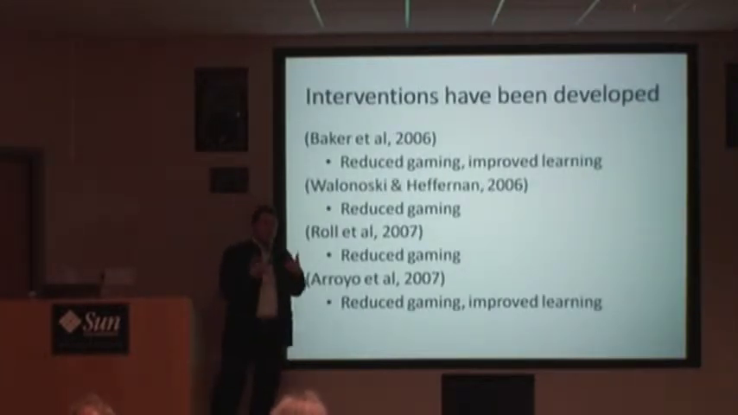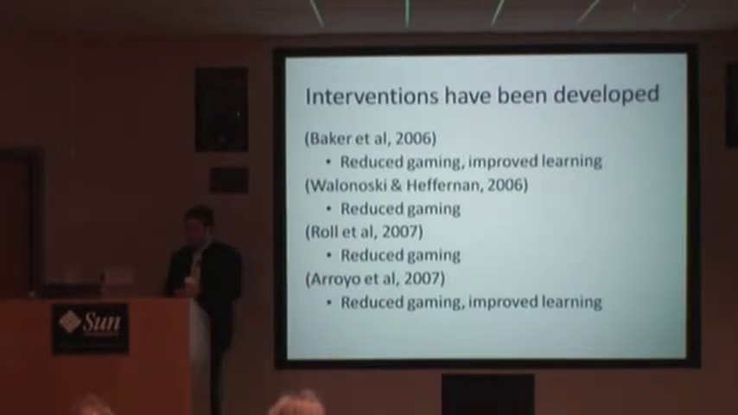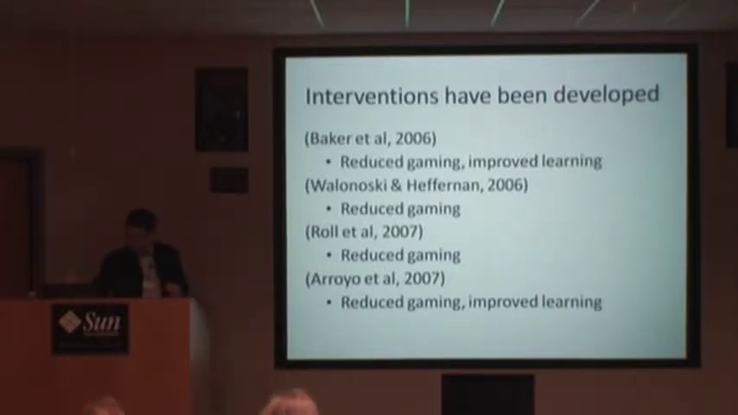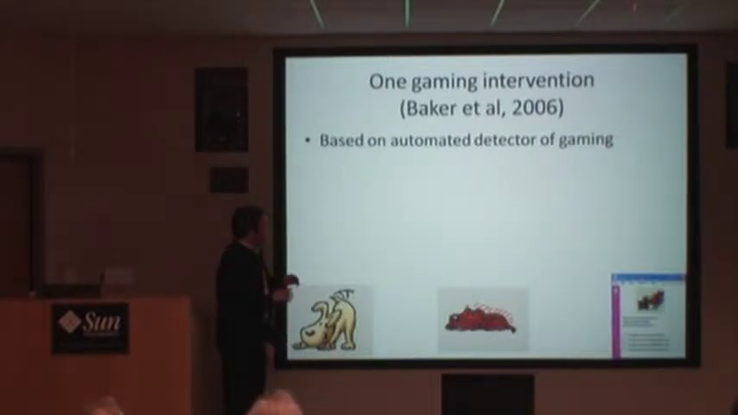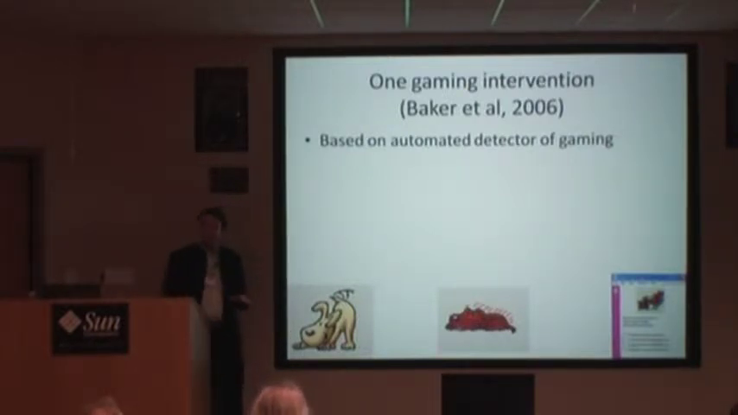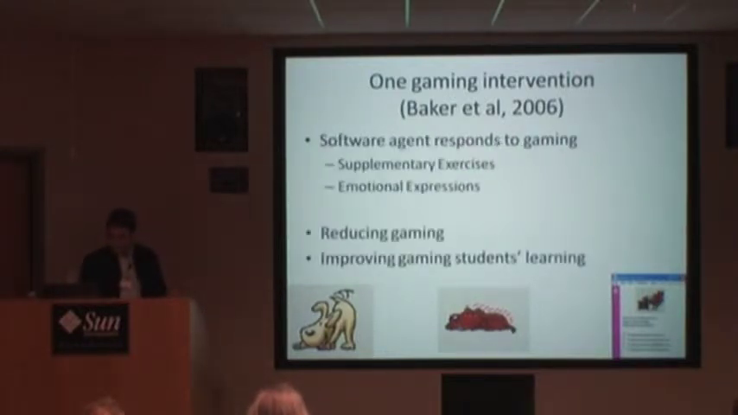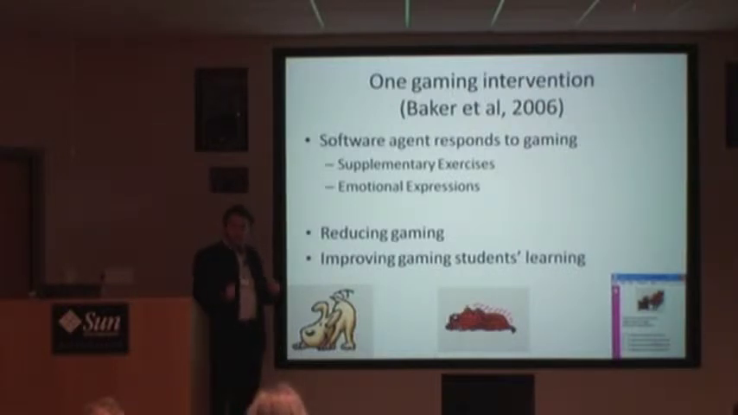So as you might imagine, a problem of this scope and this generality, people have tried to develop learning systems that can intervene. I know of four such examples. One of them, the one that I was involved in, we took an automated detector of gaming. I won't talk about that today, but in its current form, it can tell a gaming student from a non-gaming student 96% of the time, so it's pretty accurate. And we had an animated software agent, shown at the bottom, graphics shamelessly stolen from Microsoft Office Agent, but it doesn't do that in Microsoft Office Agent.